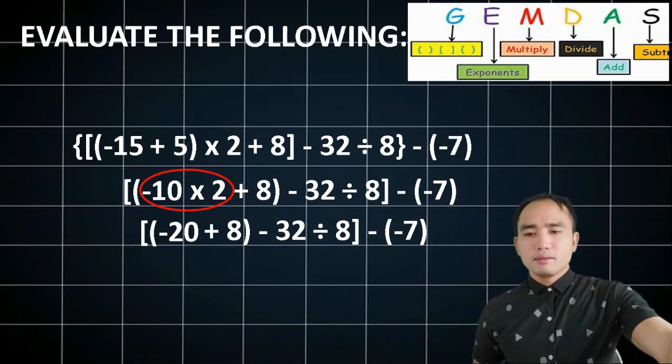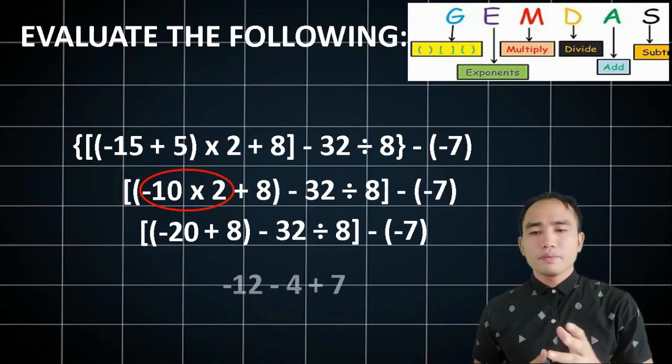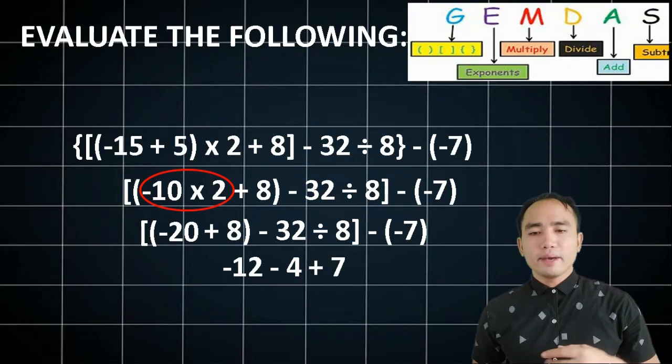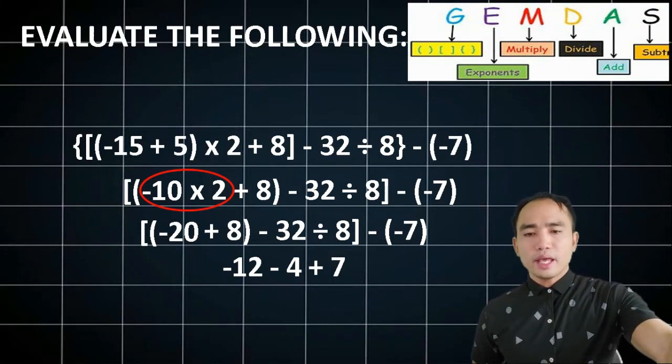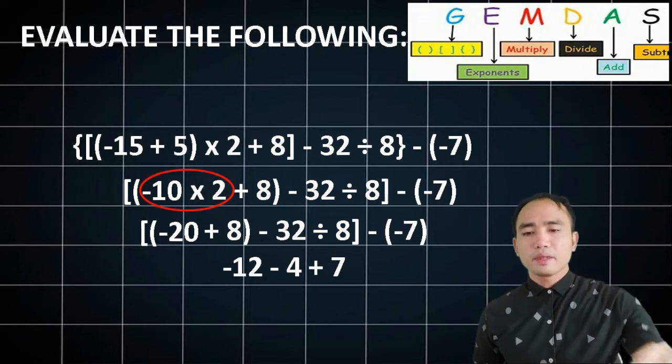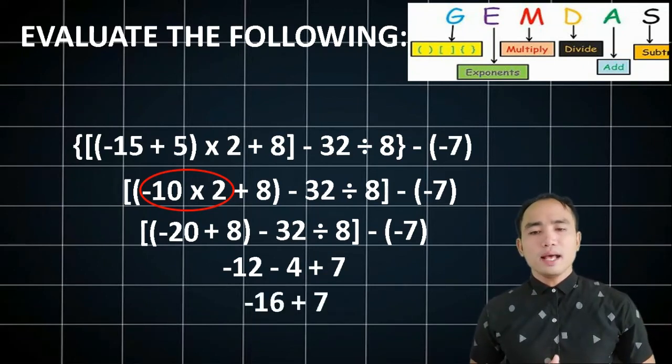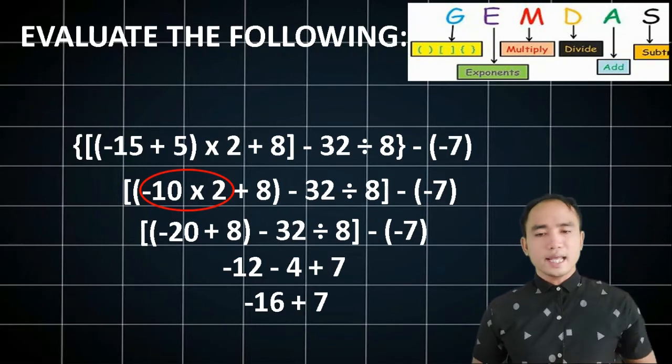Then, find the sum of negative 20 and 8. The answer is negative 12. Negative 32 divided by 8 is negative 4. Negative times negative 7 is positive 7. Next, negative 12 minus 4 is negative 16, and negative 16 plus 7 is negative 9.